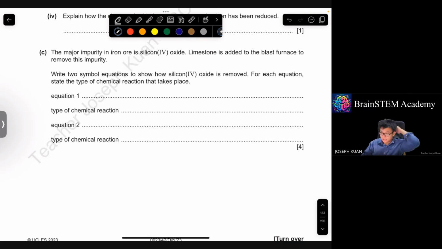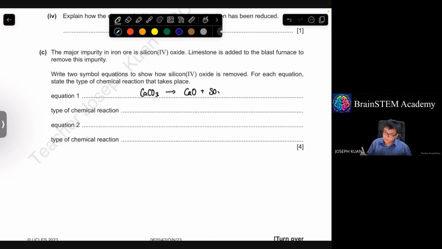The major impurity in iron ore is silicon dioxide. Limestone is added to the blast furnace to remove this impurity. Write two symbol equations to show how silicon dioxide is removed. For each equation, state the type of chemical reaction that takes place. So equation one, we are having the thermal decomposition of calcium carbonate, which is limestone, to form calcium oxide and carbon dioxide. This is called thermal decomposition.